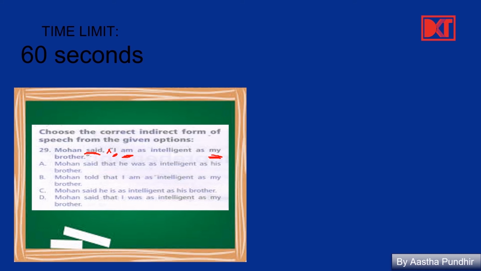All right. So here the correct answer is this one. A. Mohan said that he was as intelligent as his brother. All right. Other ones, you see. Mohan told that I am as I am. This is incorrect. Here back shifting has not happened, the pronoun has not changed. As my, here the pronoun has not changed.